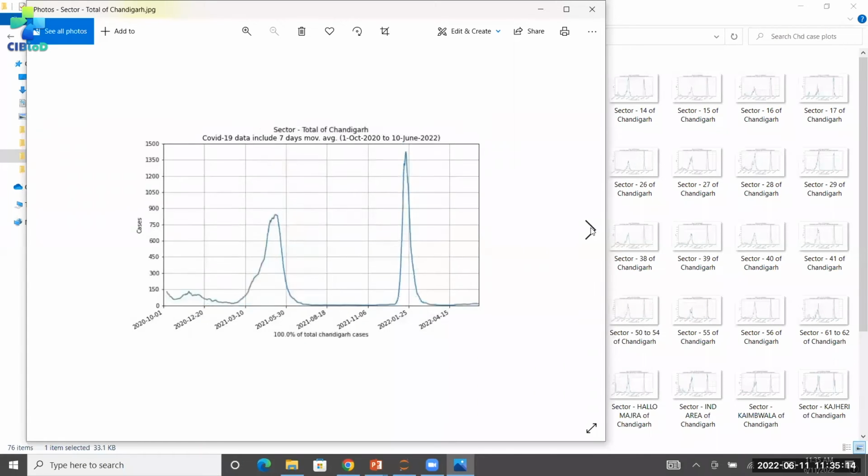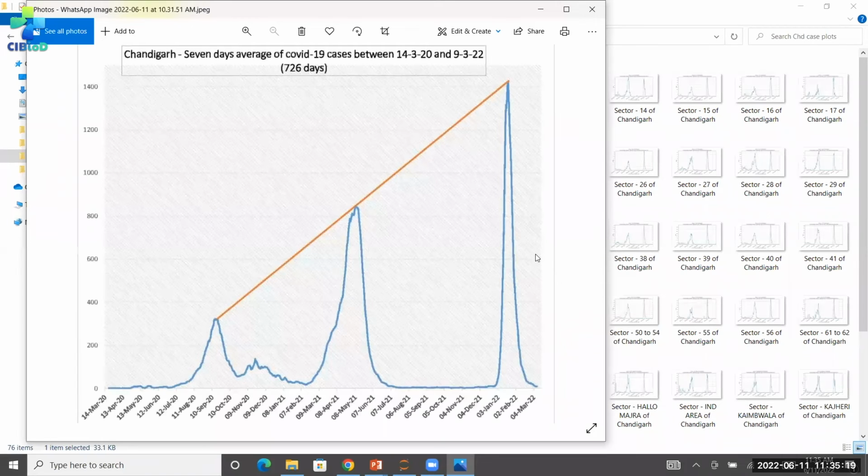Let me take you to the total number of cases in Chandigarh, and this graph is very interesting. This graph says that this is the first peak, which was in close to September 2020. Then we have the next wave, which was close to May 2021 and June 2021. Then we have the third outbreak of COVID-19, the third wave, which was in January to February 2022.